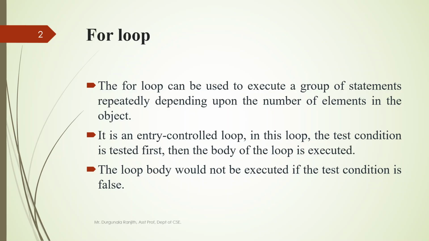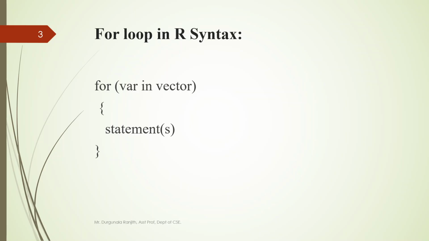Normally this for loop is an entry controlled loop, meaning it is going to check the condition first and after that the body of the statements will be executed. Okay. Suppose the condition is false, the body will not be executed. Now let us understand the syntax of the for loop.